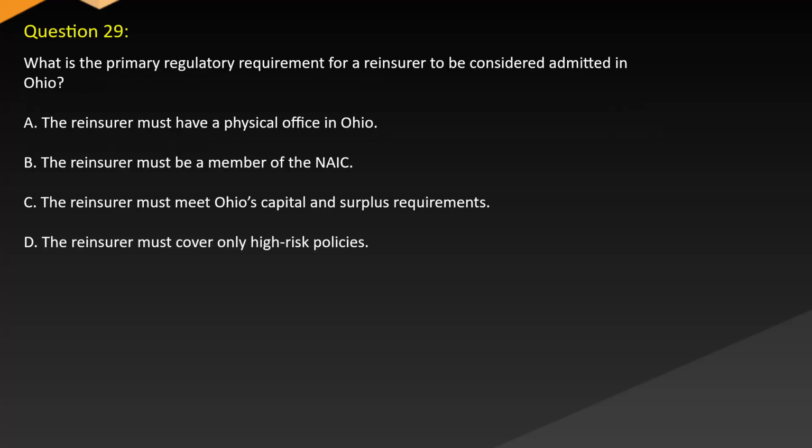Question 29. What is the primary regulatory requirement for a reinsurer to be considered admitted in Ohio? A. The reinsurer must have a physical office in Ohio. B. The reinsurer must be a member of the NAIC. C. The reinsurer must meet Ohio's capital and surplus requirements. D. The reinsurer must cover only high-risk policies.